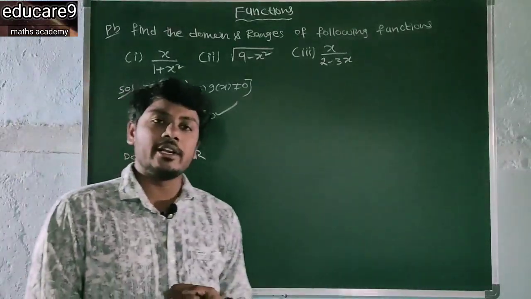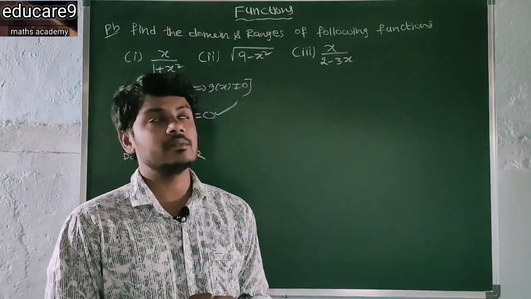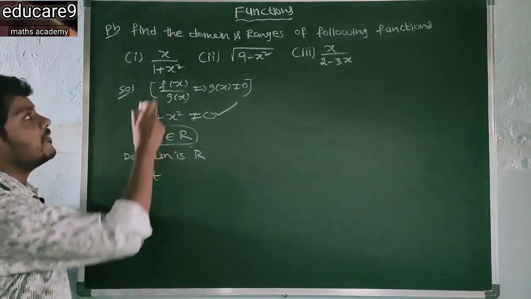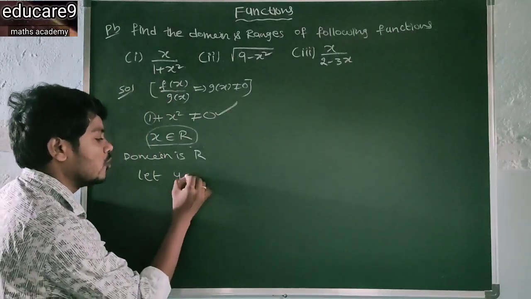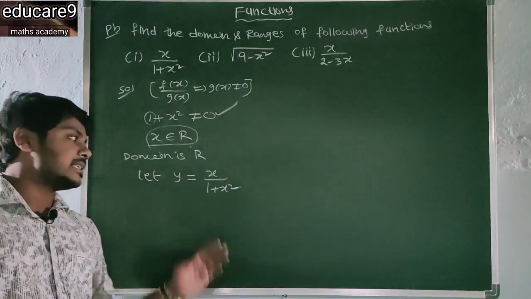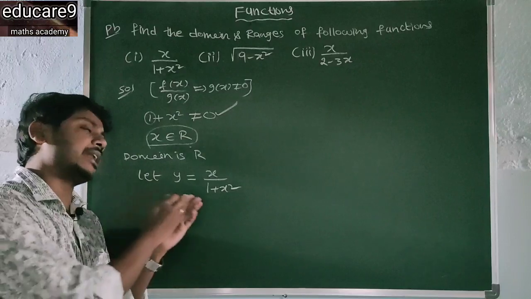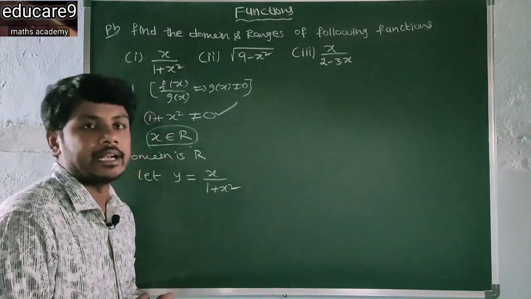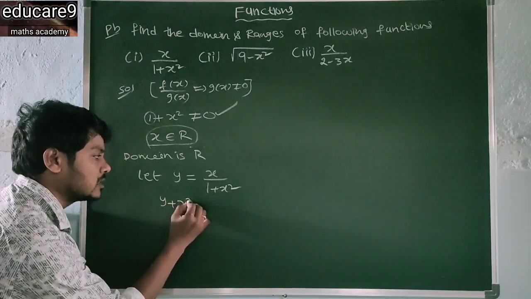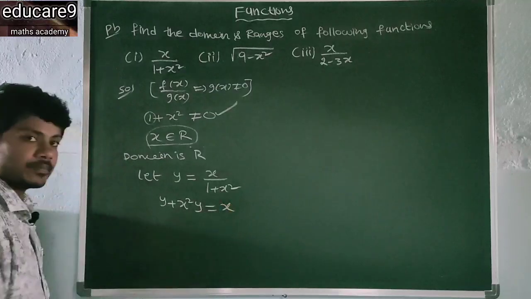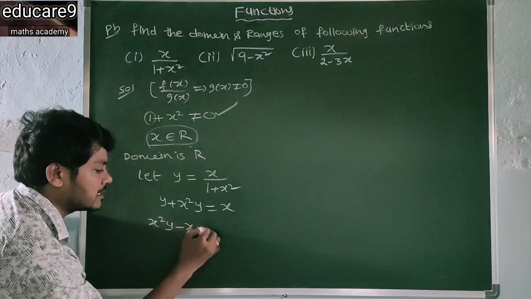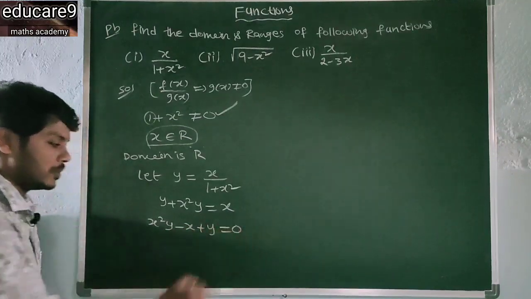You have two conditions for finding the range of the given function. In that, the first condition is what? Let the given function be equal to y. See here y is equal to x by 1 plus x square. And write the x value from this. If you can't write, then go to the second condition. So here y plus x square y is equal to x. Now this is x square y minus x plus y is equal to 0.